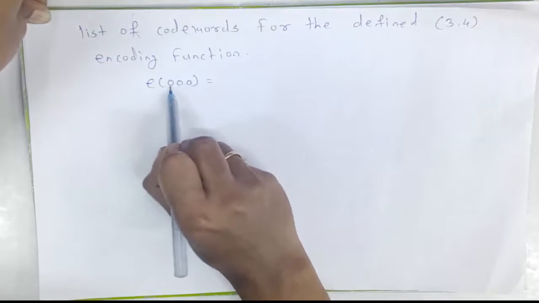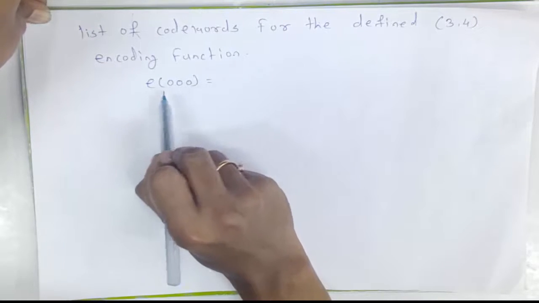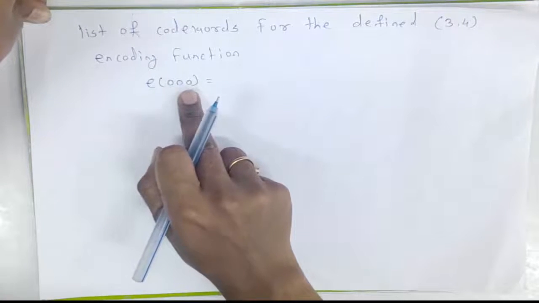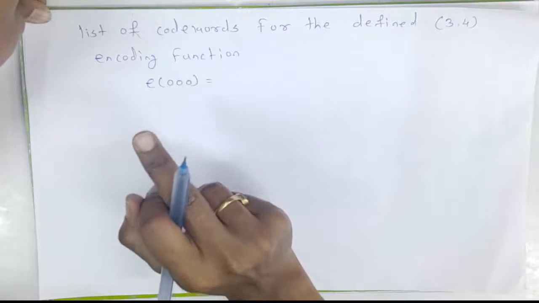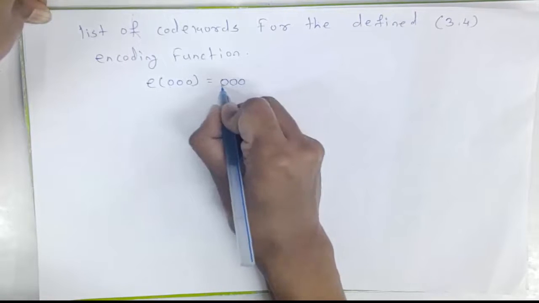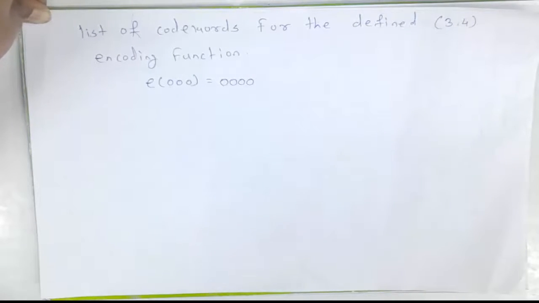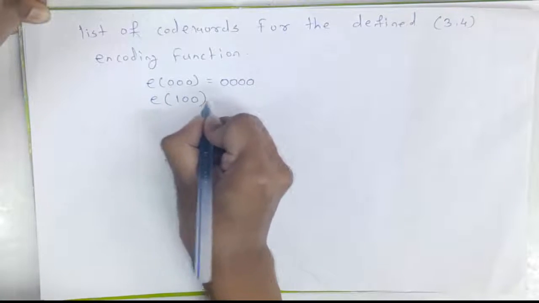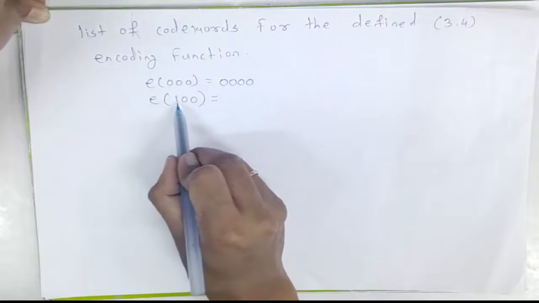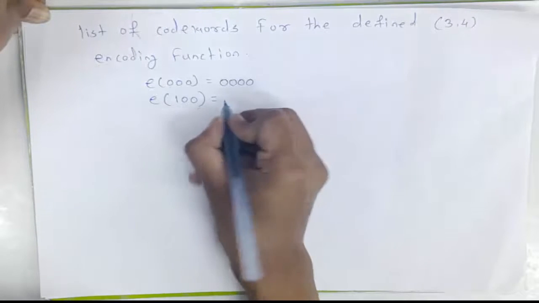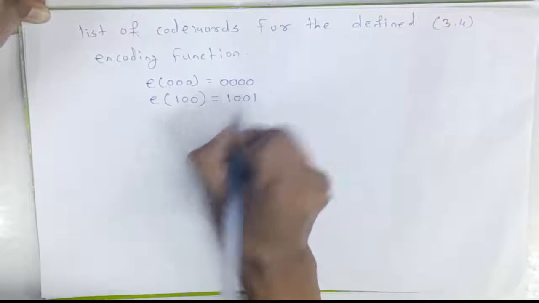0 equals 0, 0, 0, 0. Here the weight of B is 0, that means there is no 1. So the weight of this B is even. So if the weight of B is even, then the fourth bit is 0, right? So here B1, B2, B3 and this weight is even, so we add 0, right? Now next, E of 1, 0, 0. Now here the weight of this B is odd, right? So that's why we add 1 at the end. So 1, 0, 0, 1.